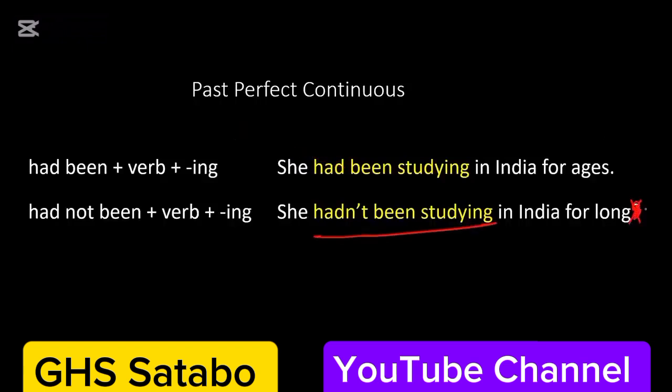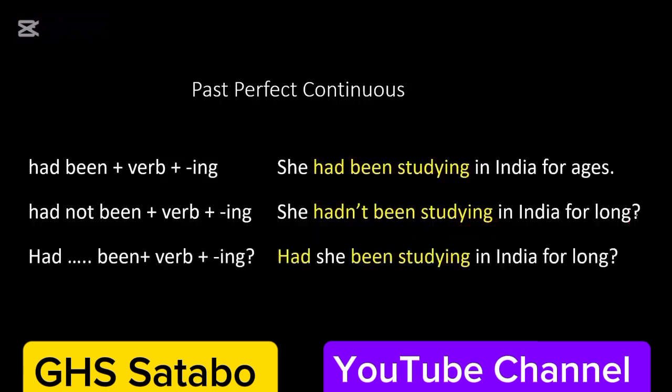Please remove the question mark here. I don't know what the mistake is here. Please don't focus on the question mark here. It's a full stop. Now let's talk about a question. You will say had at the first place and say, had she been studying in India for long, and a question mark. So over here you need a full stop, not a question mark.